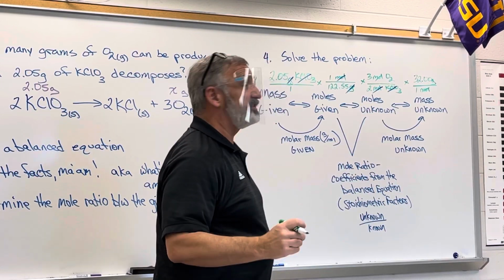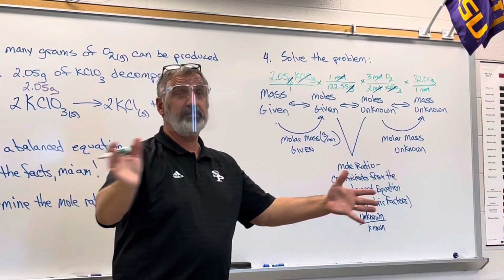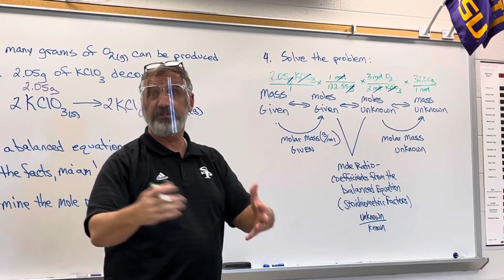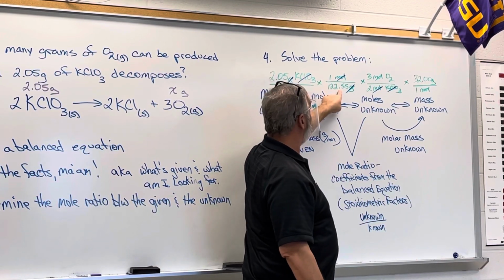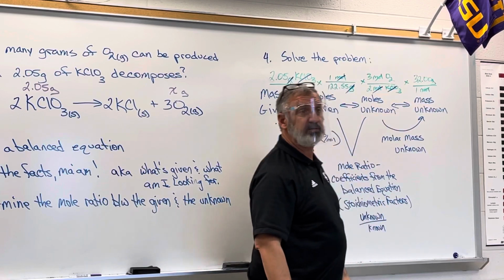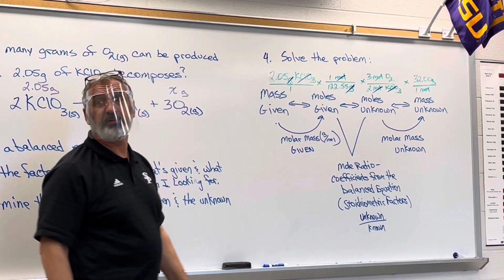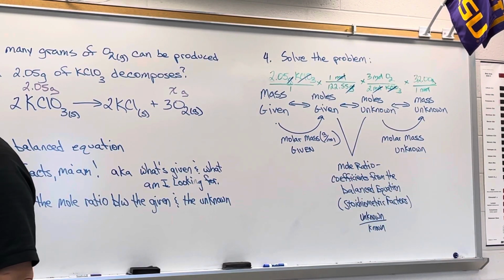So if it's on the top, you multiply. If it's on the bottom, you divide. So all of our dimensional analysis that we did at the very beginning of the year is going to come back for us now, big time. 2.05 divided by 122.55 times 3 divided by 2 times 32. On the top, you multiply. On the bottom, you divide. Holy cow.